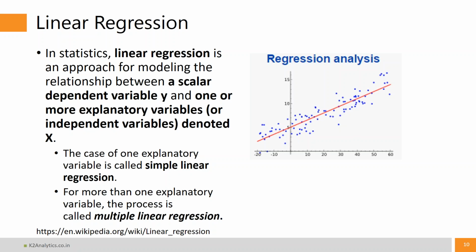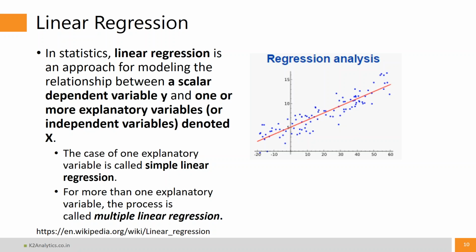So in statistics, simple linear regression is an approach for modeling the relationship with a scalar dependent variable. The y, we call it a dependent variable. The target. In statistics terms, the target variable is called the dependent variable. I again repeat, in statistics, the target variable, which is our y, is called the dependent variable.